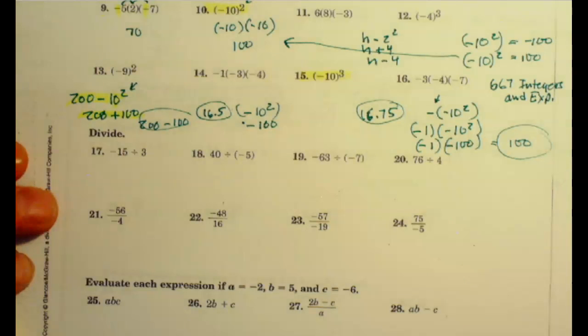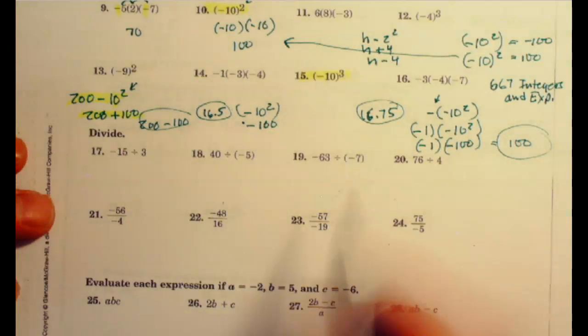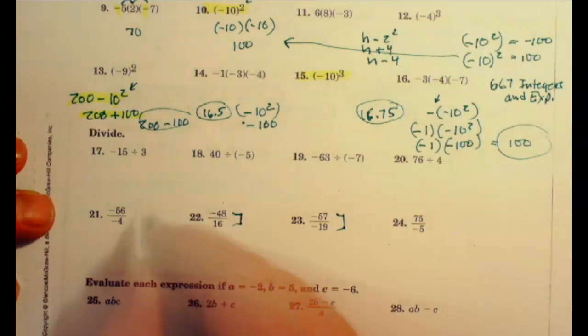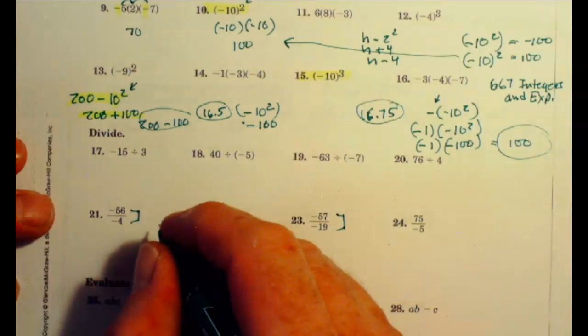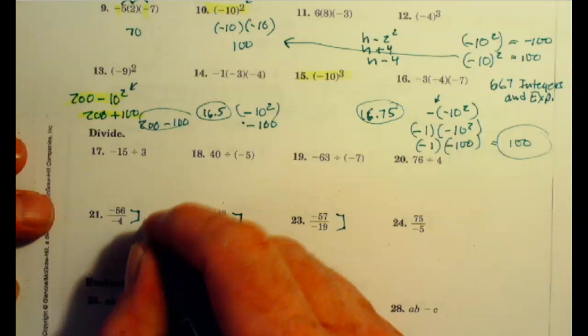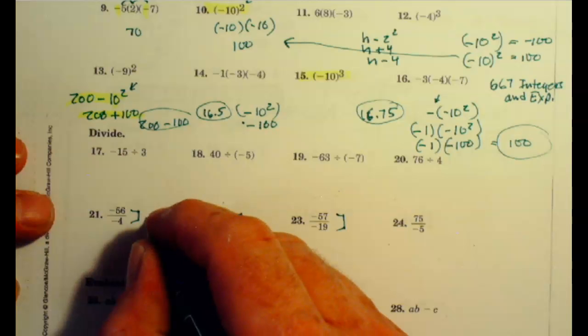If you haven't already watched that, we will be watching that soon. Let's keep going here. Don't let these ones here trick you. These are just division. 56 divided by 4. Well, 56 divided by 4 would be 14, isn't it?